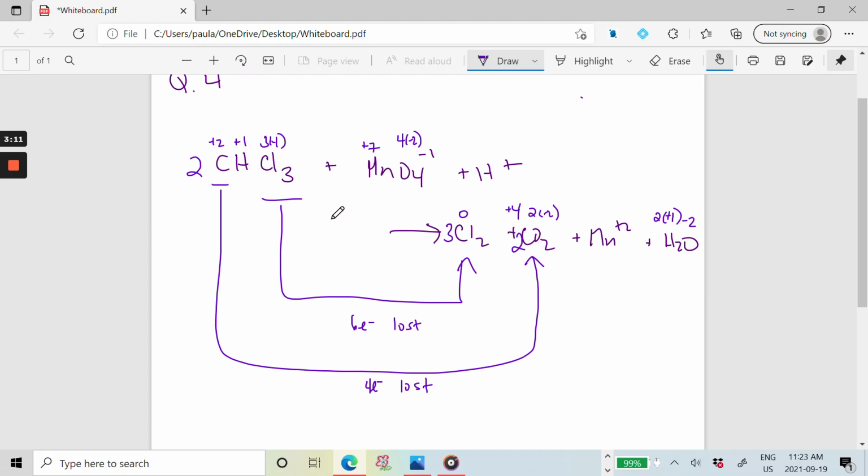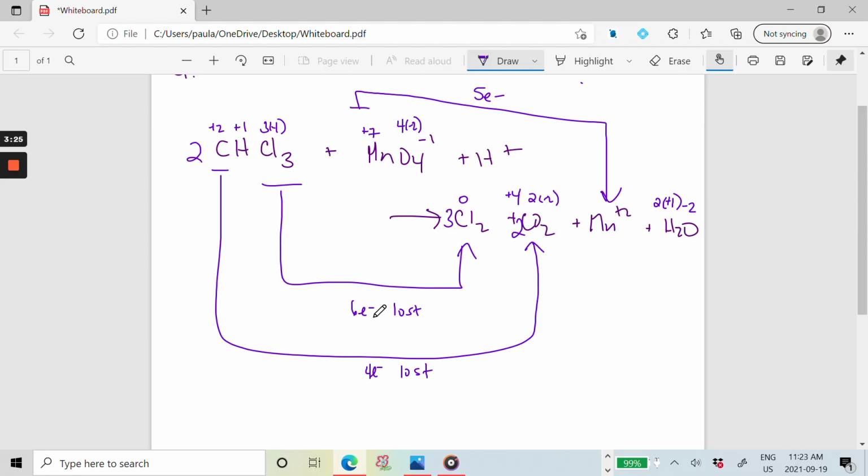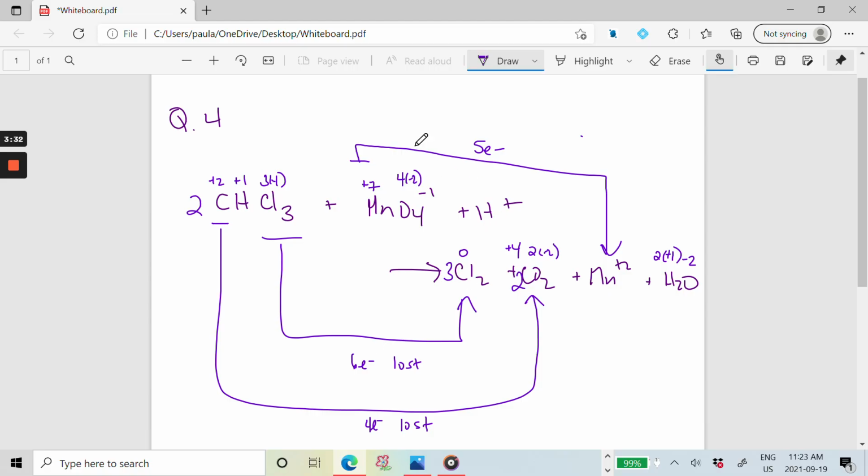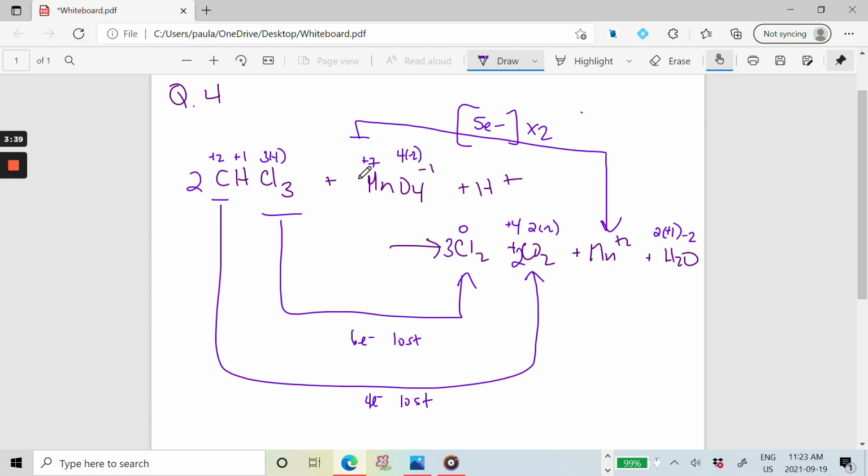Okay, so let's see what happens to the Mn. Mn is +7 to +2, so it's gaining electrons. It's already balanced, so it's 5 electrons for that 1 mole of Mn. Perfect. So now let's make sure that our number of electrons lost equals gained. I have a total of 10 lost here, and I have 5 gained. So that's not balanced, so we're going to need to multiply this by 2 to get 10 electrons gained. And so that 2 becomes the coefficient in front of MnO4. The 2 becomes the coefficient there in front of Mn.